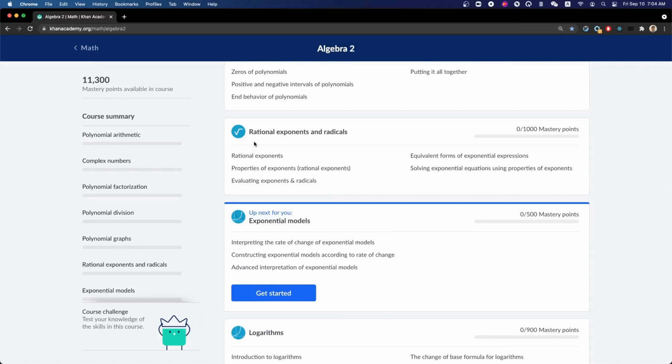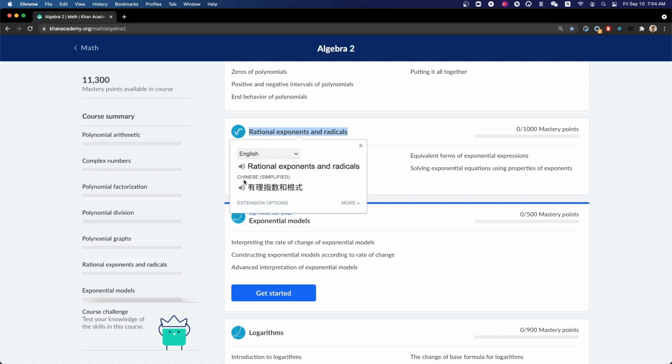Today we're going to learn the concept of rational exponents and radicals. Rational exponents and radicals.